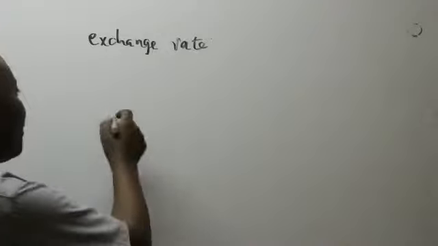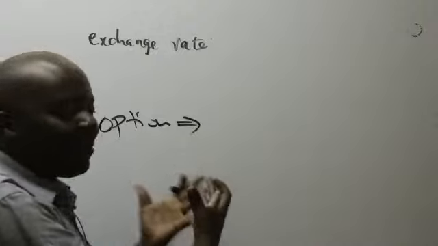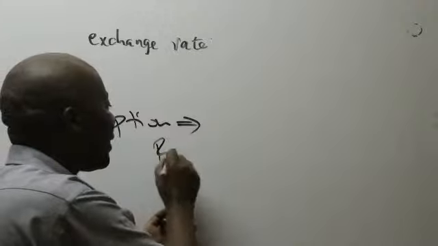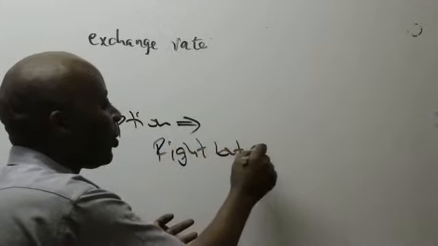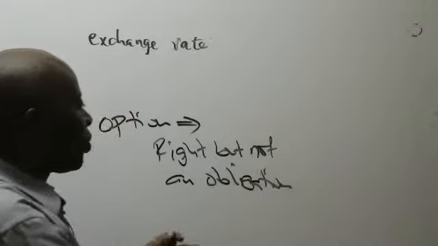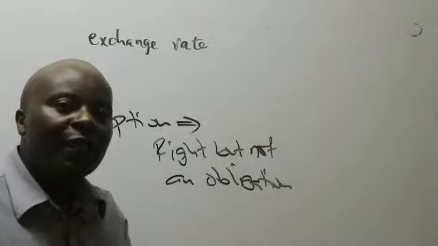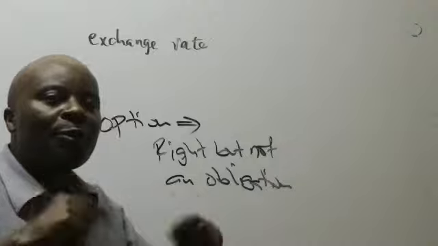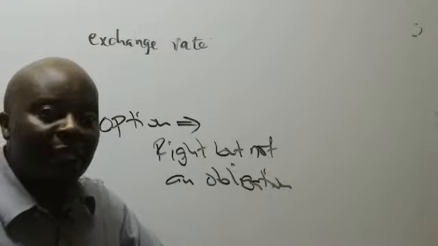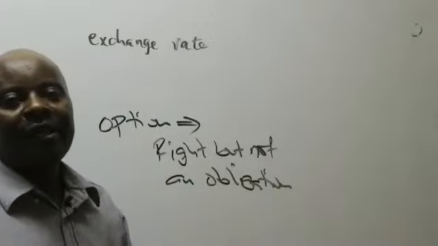So when it's an option, remember somebody told us up there, there is nothing like mandatory. An option gives us the right, but not an obligation. So in this case we have the right. If we feel at that particular time of execution that this option is beneficial to us, we exercise. But if we feel that we shall make losses when we exercise it, then automatically we will not exercise it, we will not go for it, right?